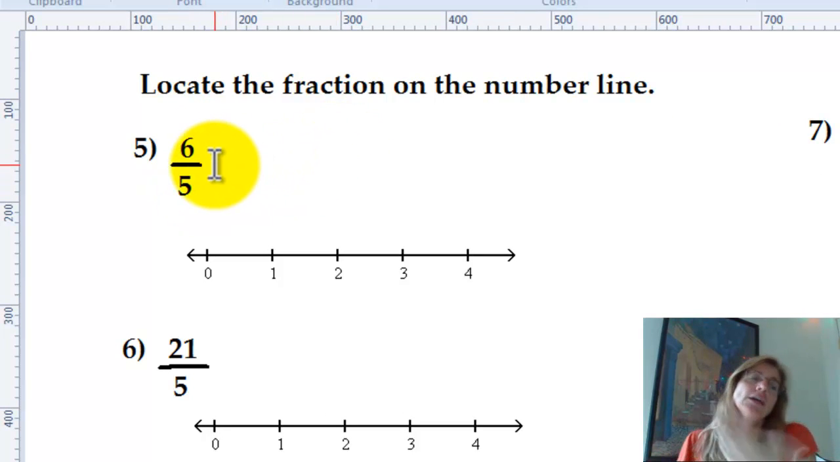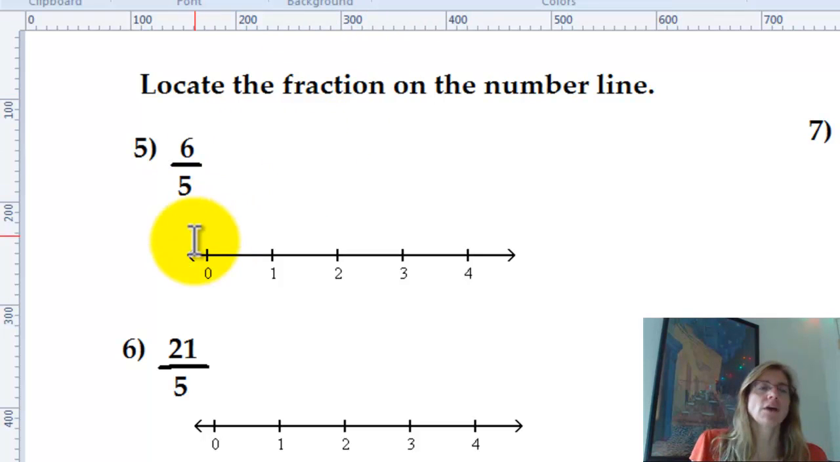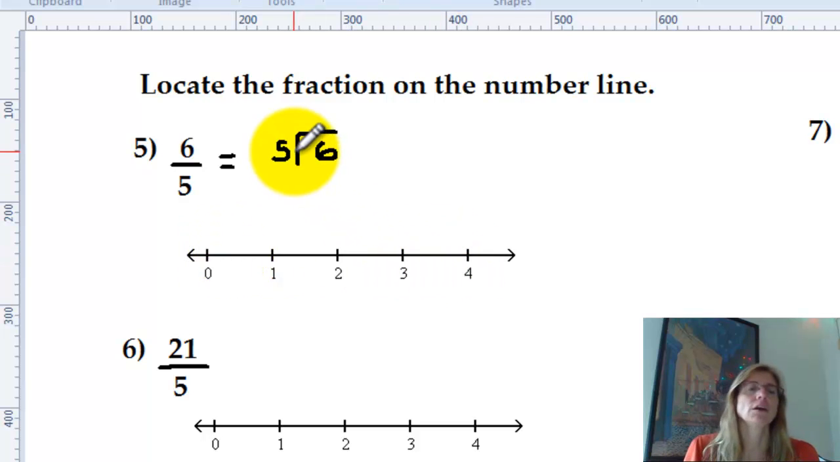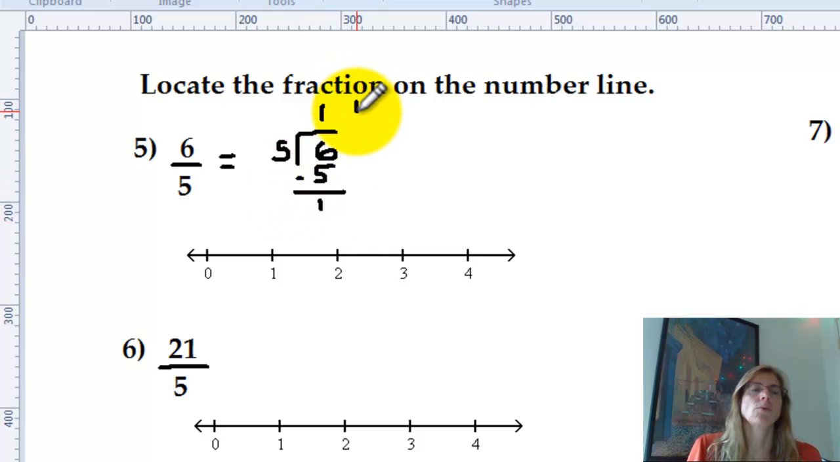And then to understand what that means on a number line, let's turn the improper fraction into a mixed number. It'll help us place it on the number line more easily. 5 into 6 is 1, so you have 5. 6 minus 5 is 1, so you have 1 and 1/5 as a mixed number. So 6/5 equals 1 and 1/5.